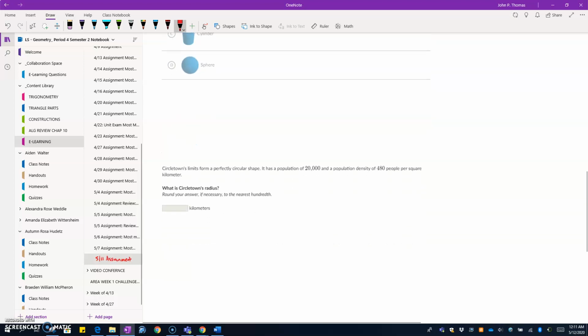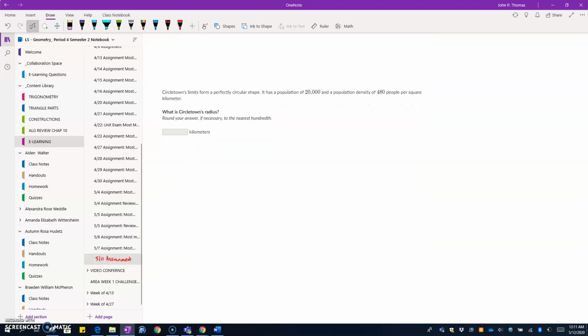Now moving to the next most missed one, it says, Circletown's limits form a perfectly circular shape. It has a population of 20,000 and a population density of 480 people per square kilometer. So we're going to have 480 people per kilometer squared. It's asking for an answer that's in kilometers. It says, what is Circletown's radius? Round your answer to the nearest hundredth.